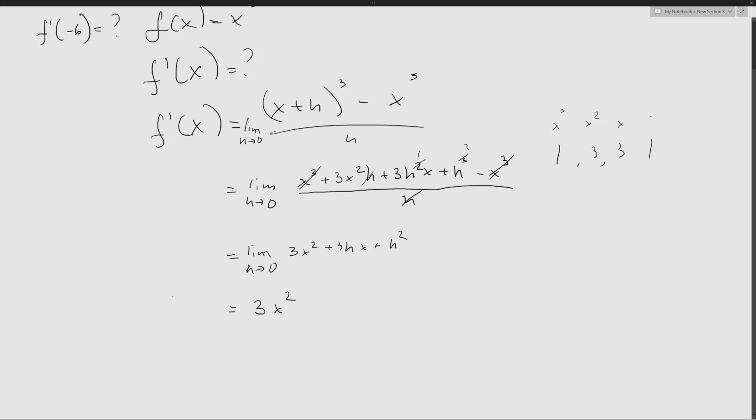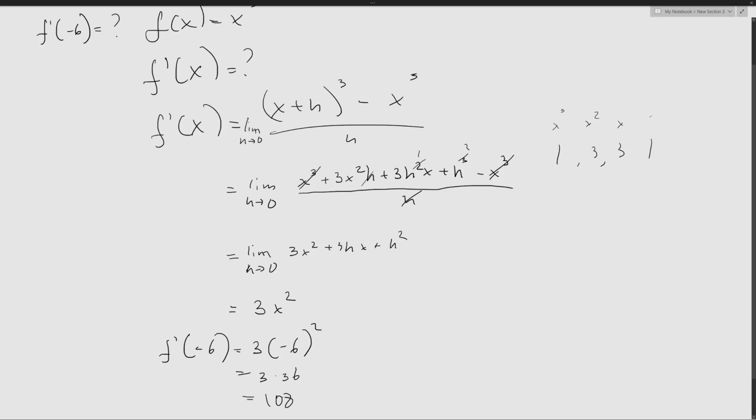So then over here, when we're trying to find f prime of -6, we substitute -6 into our equation, and so we get 3 times 36, and that is 108. Oh, sorry, it disappeared. 108. There you go. We did it.